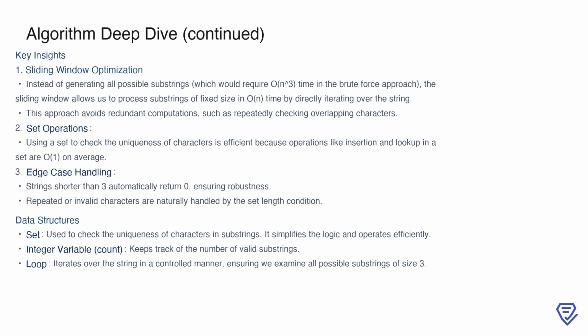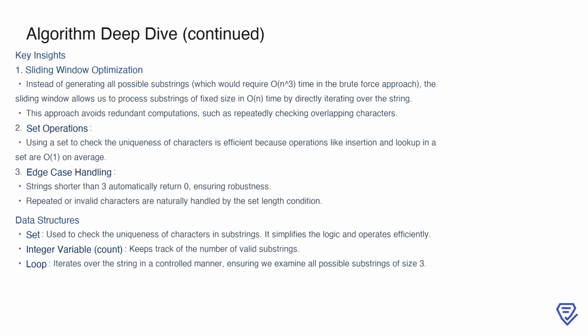This approach is built on a few key insights. First, the sliding window optimization helps us avoid the inefficiency of a brute force solution, which would involve generating all possible substrings and checking each one, leading to a time complexity of O(n³). Instead, the sliding window processes substrings of fixed size in linear time, O(n), by iterating directly over the string. This eliminates redundant calculations, such as repeatedly examining overlapping characters.